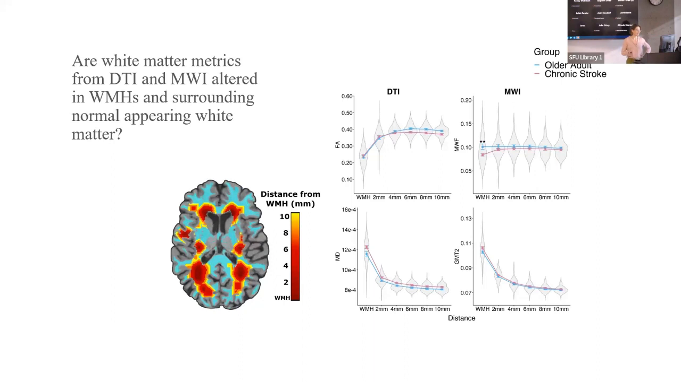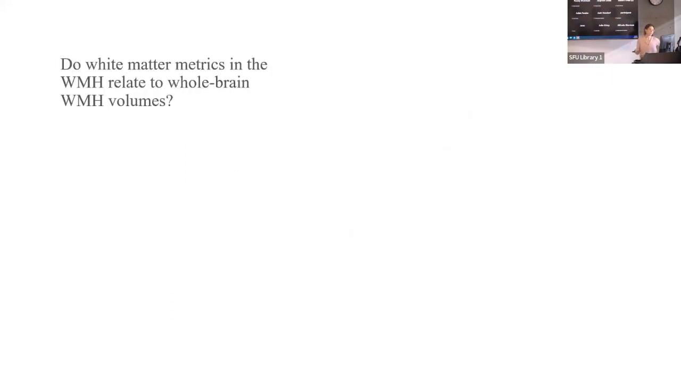So then diving a little bit deeper, we looked at what could be driving these group-related differences within the white matter hyperintensity lesion. And we did this by relating the imaging characteristics in the lesion to whole brain white matter hyperintensity volume, which is an index of the severity of white matter hyperintensity disease.